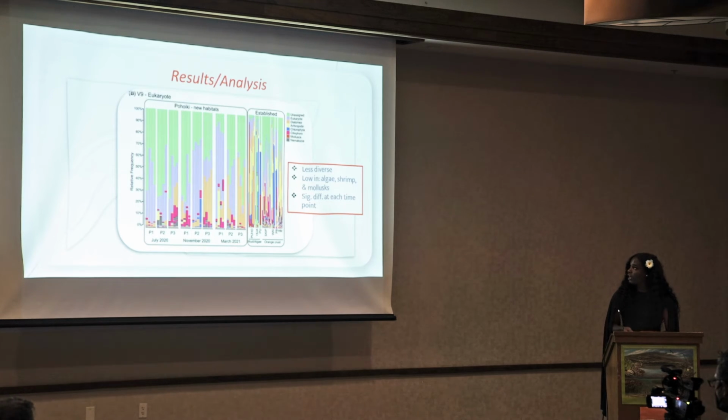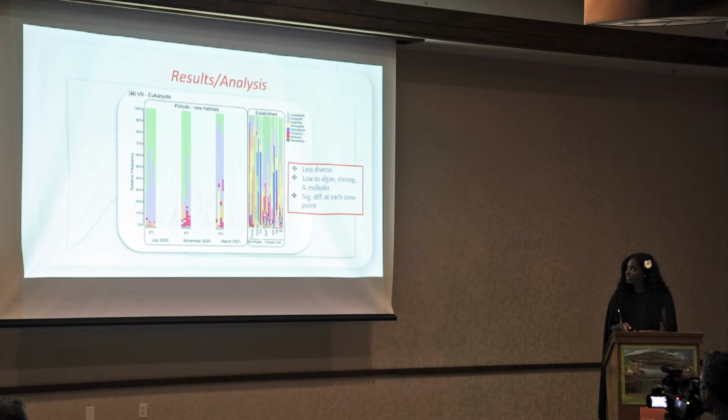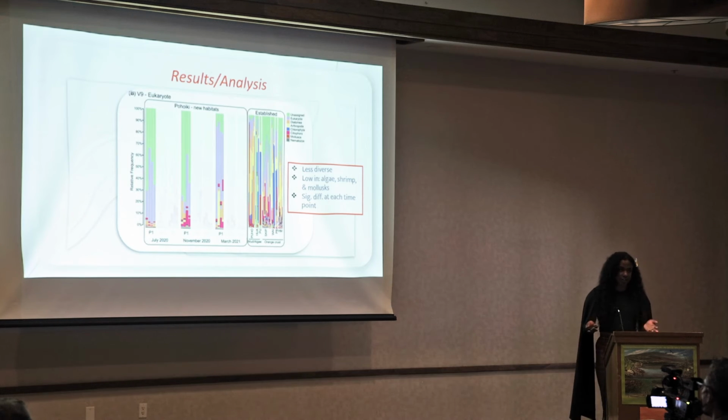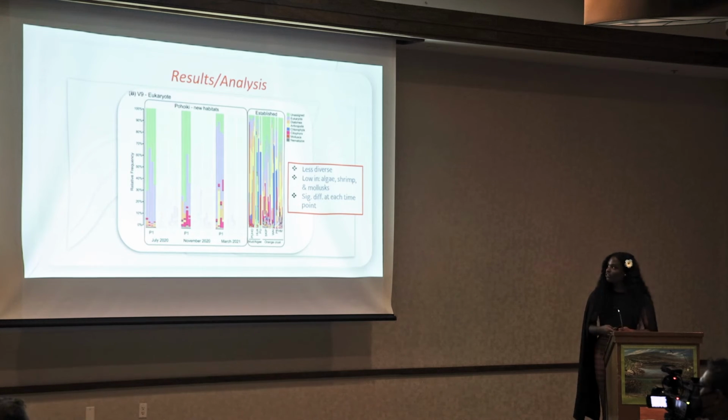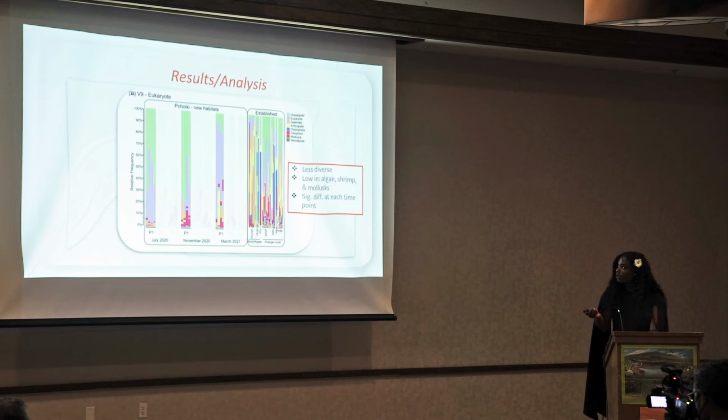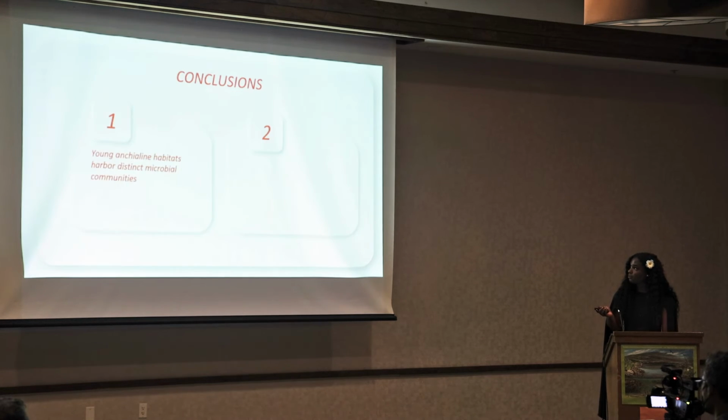They are missing a lot of algae. There's next to no presence of the shrimp or mollusks, which are pretty high in the established ponds. And similarly, like with the bacteria, we did see significant differences from the 3 time points of the composition of eukaryotes. We kind of expected this, as the microbial community still hasn't established itself, which maintains the stability within these environments. The eukaryotes still haven't quite found their way into these ponds or established themselves nearly as well as in the established ponds.